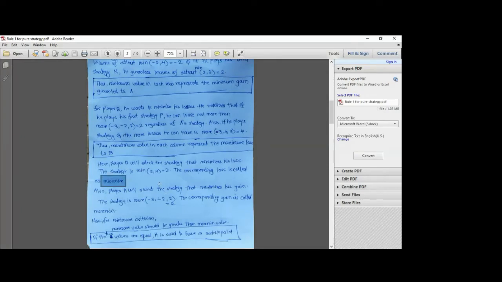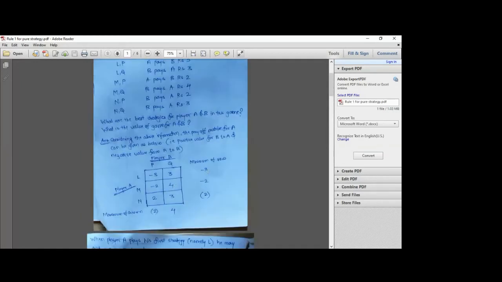Right? In the same way, what we have written here are the minimum values, and player A is interested in particularly maximizing his gains. So all these are minimum values of the gains, and he will be maximizing this particular gain. So he will be finding the maximum value amongst these, and he is going to play the corresponding strategy for this. So the maximum value is 2, and that particular strategy is N.